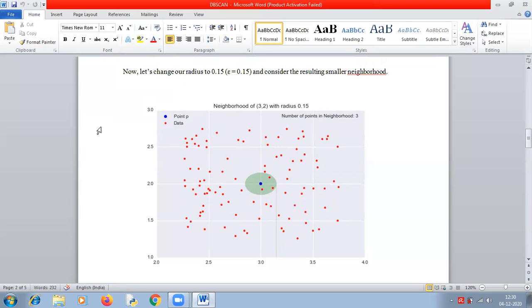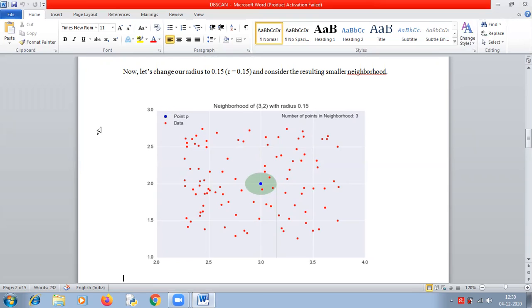So what does it mean? By reducing epsilon from 0.5 to 0.15, which is around a 70% reduction, we have decreased the number of points in our neighborhood from 31 to 3 data points. So it is a 90% reduction in the density of the neighborhood, correct? Now that we have defined what we mean by neighborhood, I guess the concept of neighborhood is clear to you.